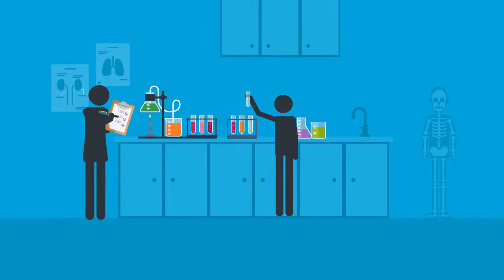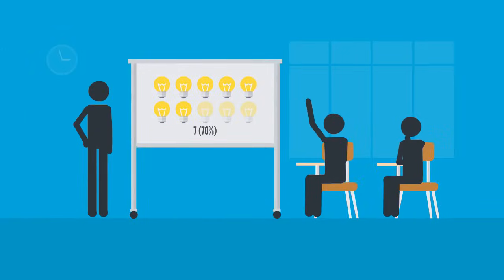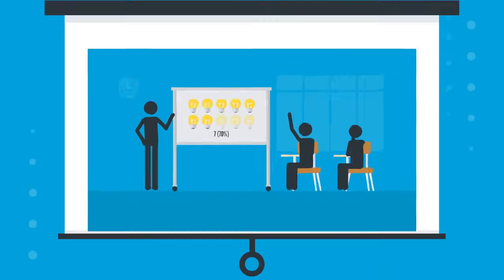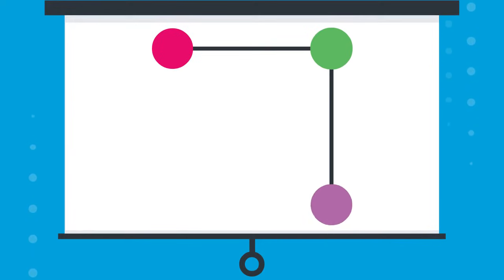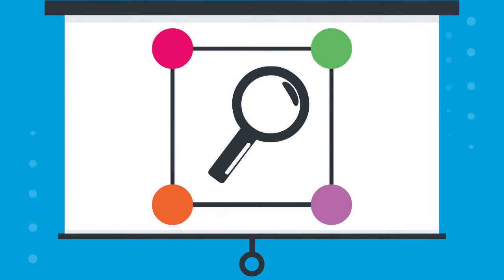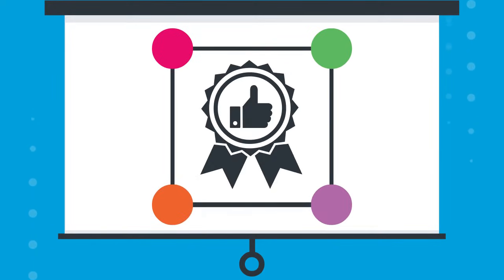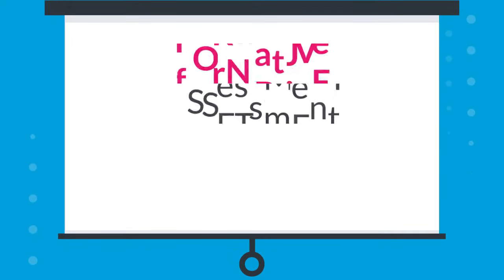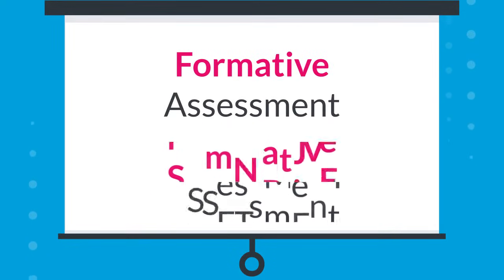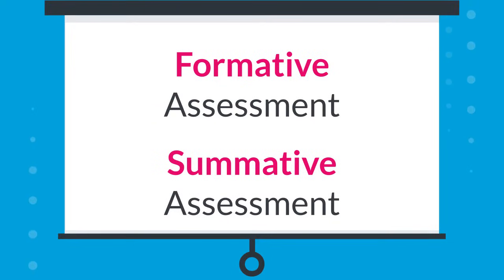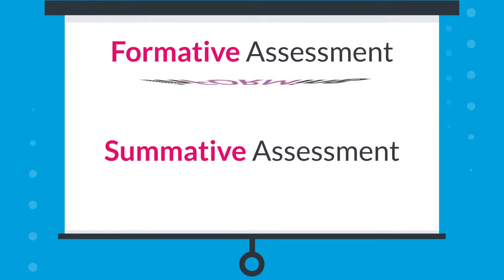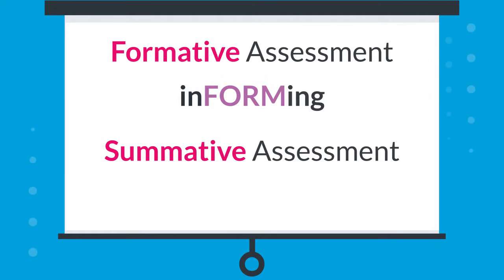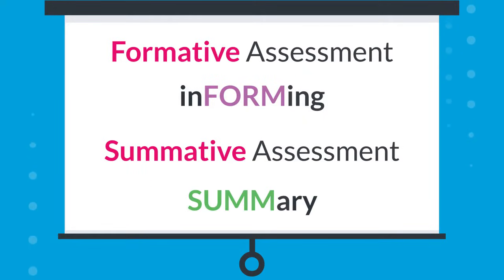There are lots of different ways to assess student learning, and establishing some common vocabulary provides a framework for identifying the most appropriate ways to use assessment as a part of quality instruction. Two of the most common types are formative assessment and summative assessment. Let's break those down. Think of formative assessment as informing instruction, and summative assessment as a summary of learning.